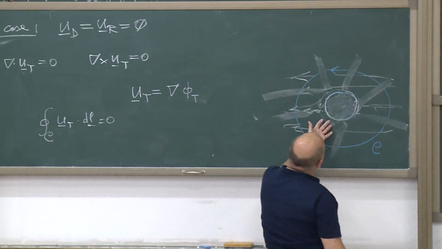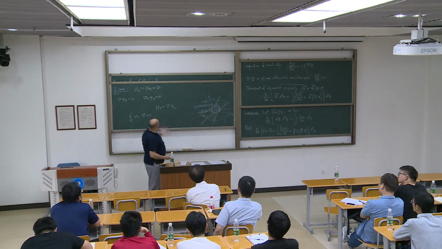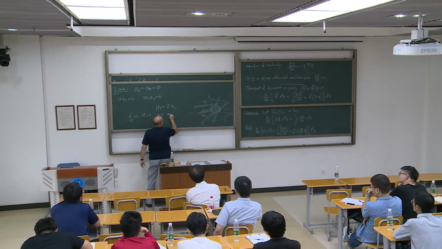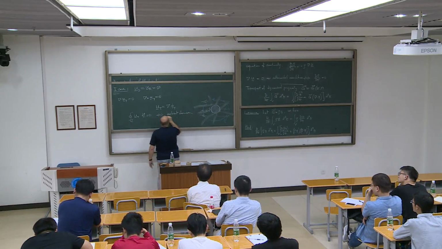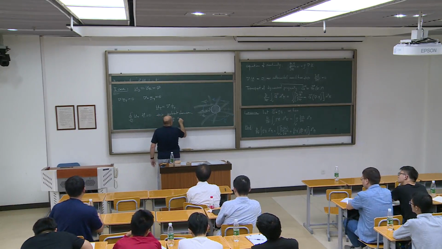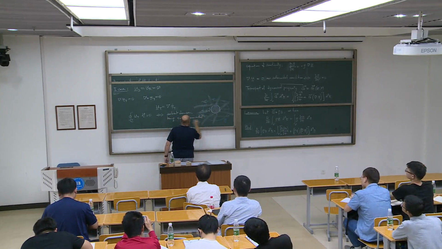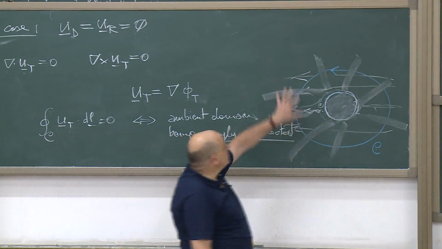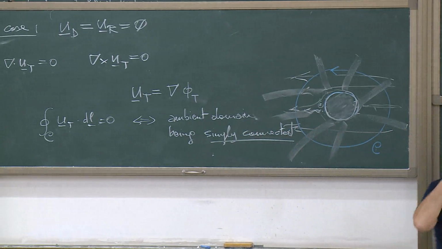That means that my ambient space is no longer simply connected. So for this to work, I need the ambient domain to be simply connected. What does it mean, simply connected? It means that any curve I draw on this domain can be reduced to a point, is reducible. If I have a hole or two holes, even worse.